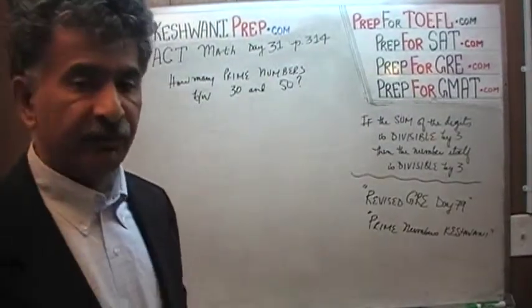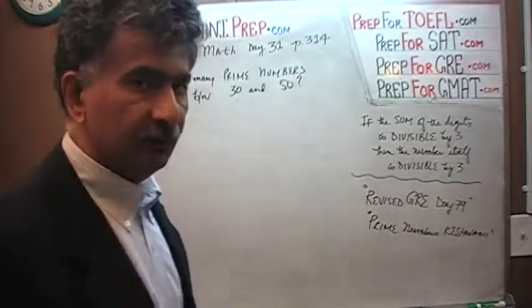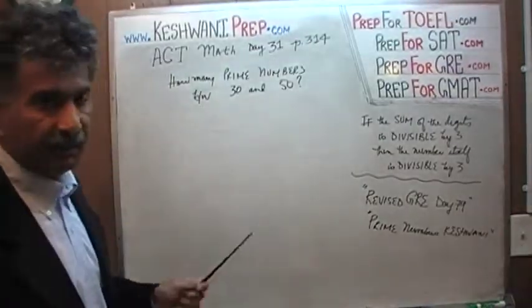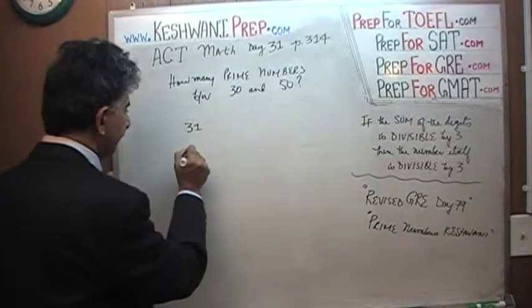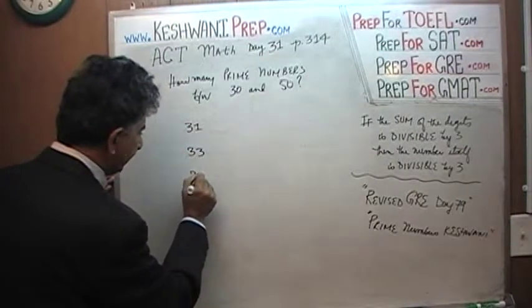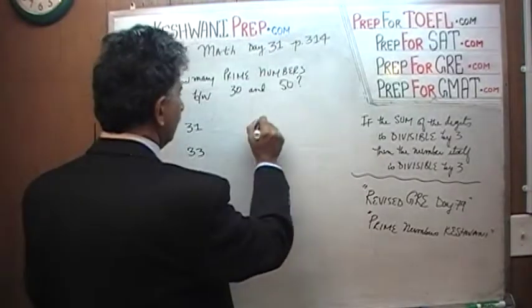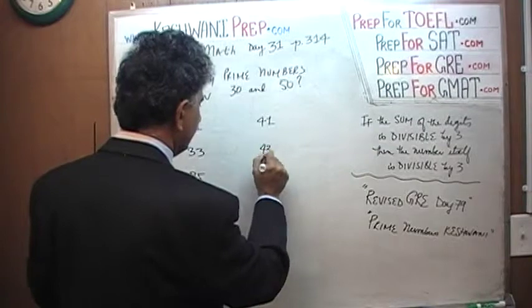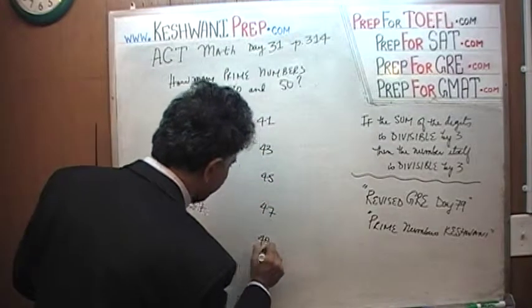So the first thing we have to understand is that in order for it to be a prime number, it has to be an odd number. So what I'm going to do is list all the odd numbers between 30 and 50 and then try to find how many of them are prime numbers. So let's do that, shall we? 31, 33, 35, 37, 39, 41, 43, 45, 47, and 49.